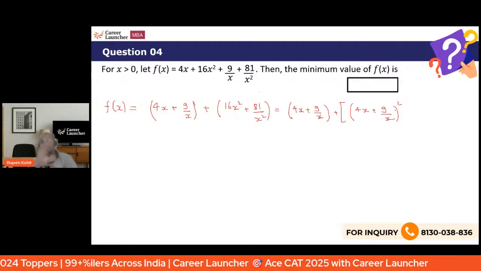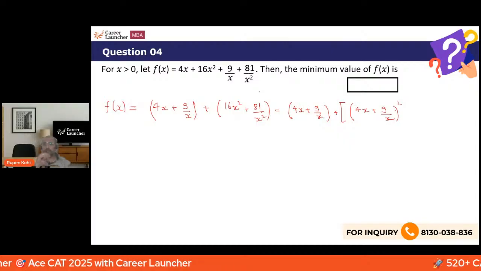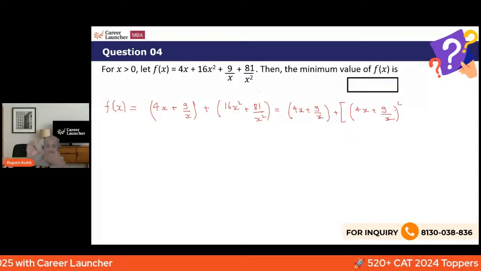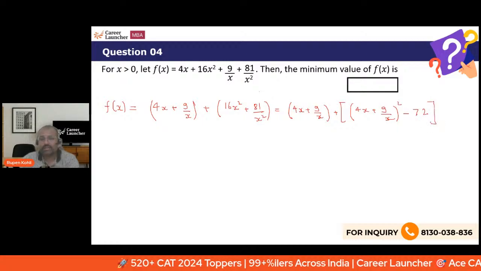So that will give me 16x square, 81 by x square, plus an extra term which is 2 into 4x into 9 by x, which is 72. So that 72 was not there. So I have to subtract that 72 to do the adjustment.